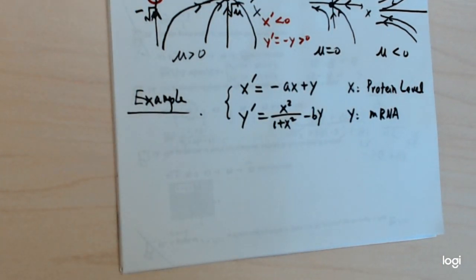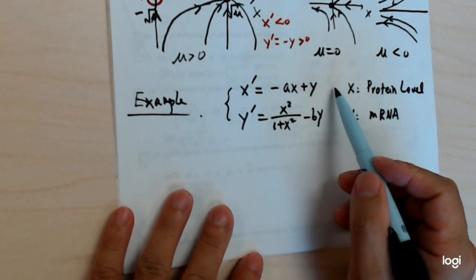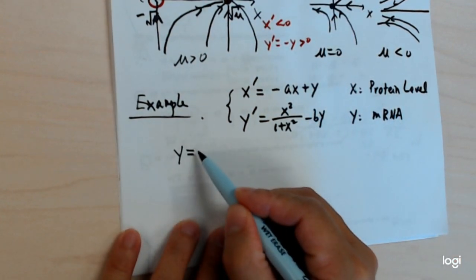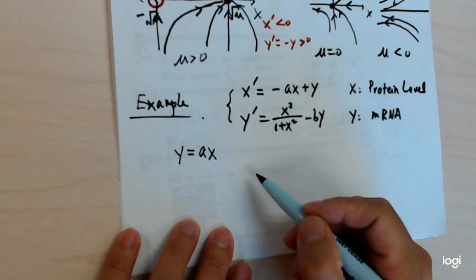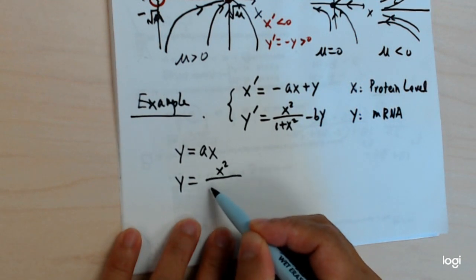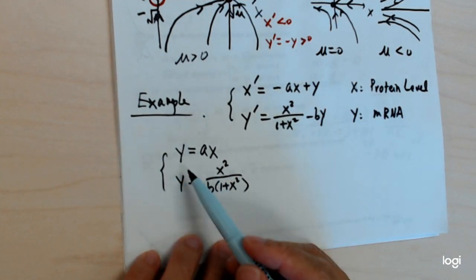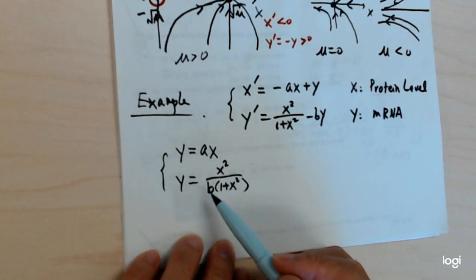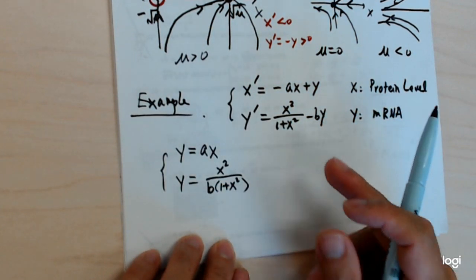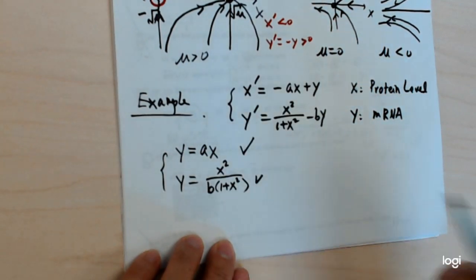So as usual, we're going to try to figure out equilibriums. Basically, I need to set the right side equal to 0. So I need y equal to ax, and I also need y to be x squared over b times this. So we have a straight line and another curve. When both equations are satisfied, we're looking at our equilibrium. In other words, we need to look for intersections between the straight line and this curve.